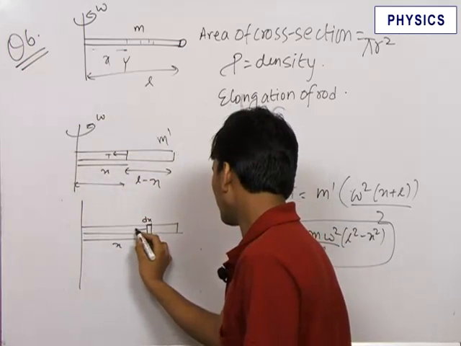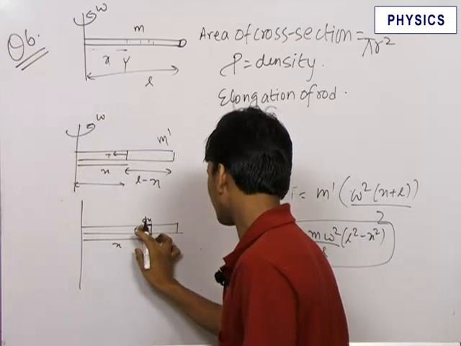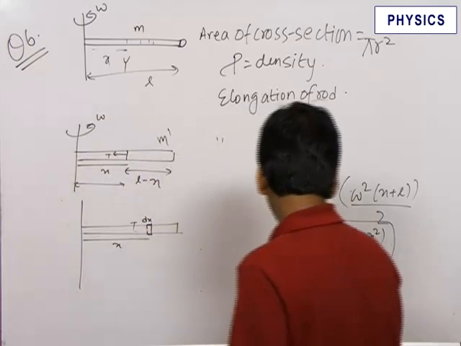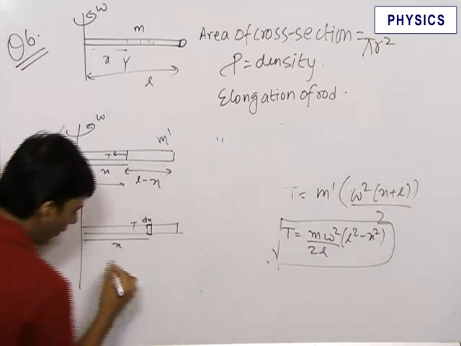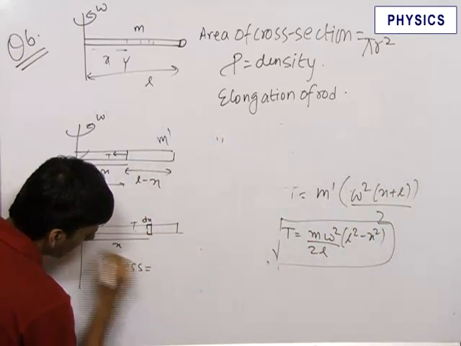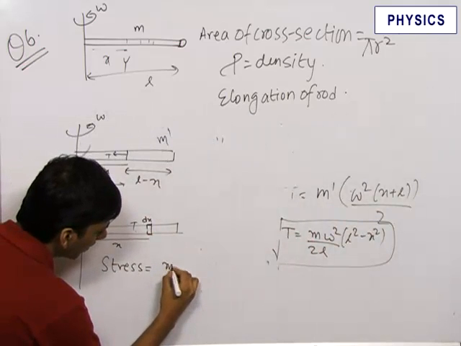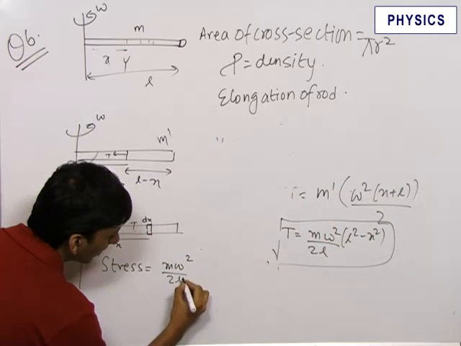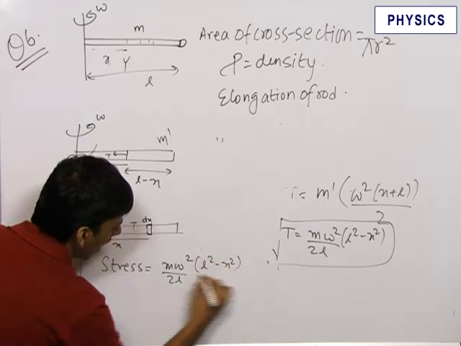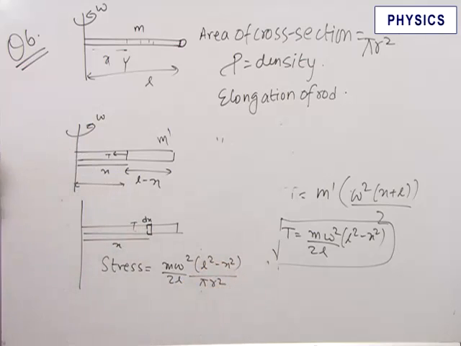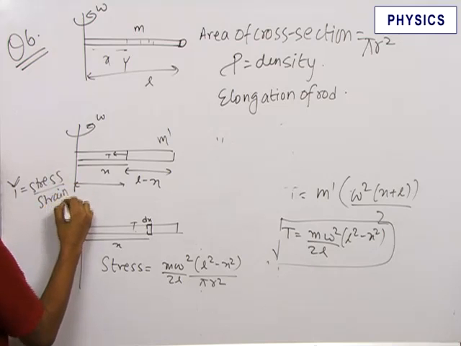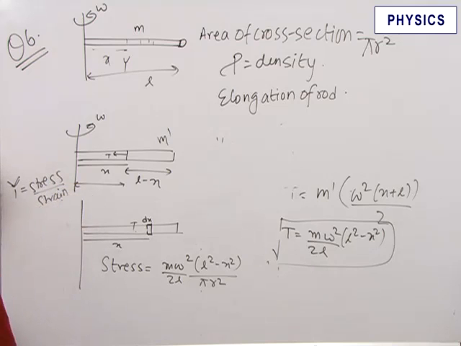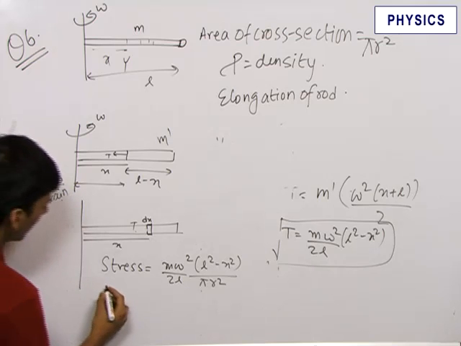Now the tension here, as we know, will be equal to m omega square upon 2L into (L square minus x square). Therefore, we can write the stress to be equal to T upon A, that is m omega square upon 2L into (L square minus x square) upon pi r square. This is the stress. We know that Y is equal to stress upon strain, where strain is equal to change in configuration upon original configuration. Therefore, the strain can be written as stress upon Y.